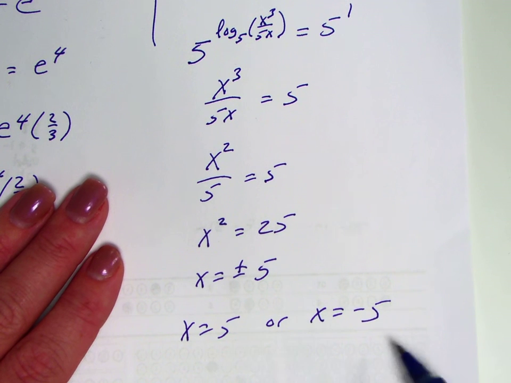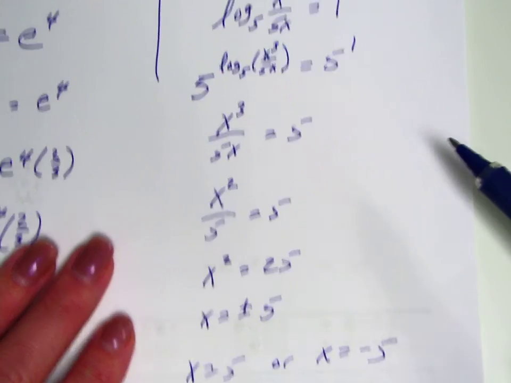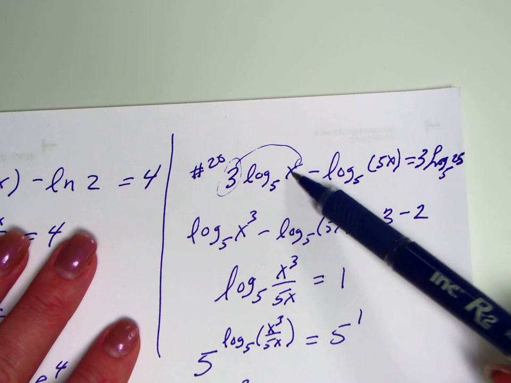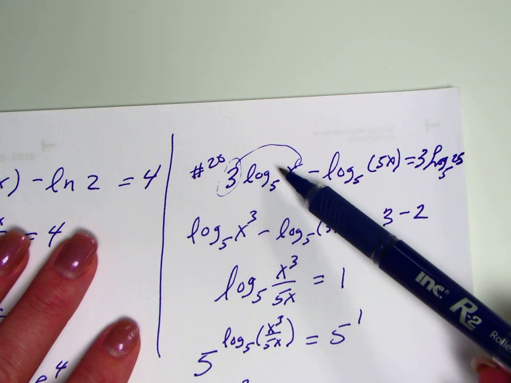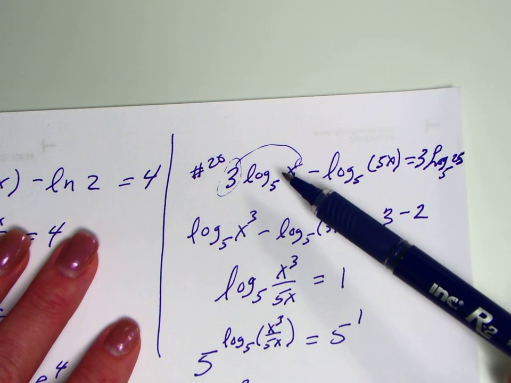So we know one of these two solutions is an extraneous solution. So we're going to go back to our original and see, well, if I plugged in a negative 5 in here, we're going to take the log of a negative number. So since we can't take a log of a negative number, we automatically know the negative 5 one is extraneous.